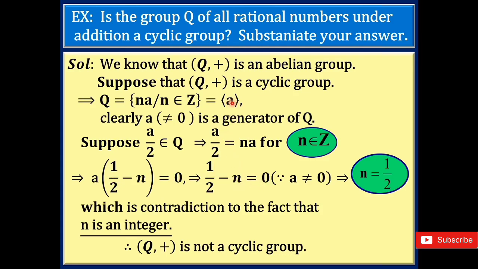That gives n = 1/2. Here, n belongs to Z, but n = 1/2, which is a contradiction to the fact that n is an integer. Hence, our supposition is false. Therefore, (Q, +) is not a cyclic group. Hence, completed.